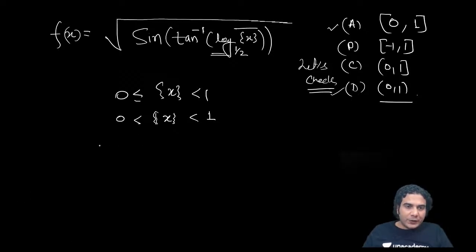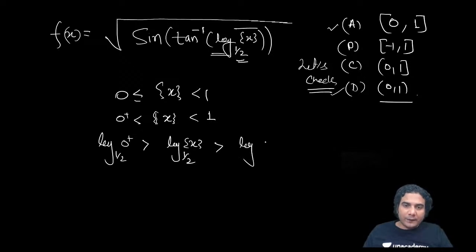So if you put log, this is basically 0 plus, right? The log of 0 plus to the base 1 by 2, and log is a decreasing function here, so the inequality will reverse. You can see this base is 1 by 2, so it's a decreasing function. So log of fractional part of x base 1 by 2 is greater than log of 1 base 1 by 2.